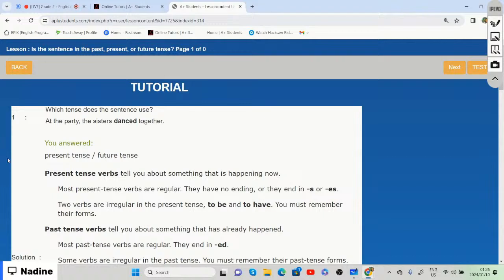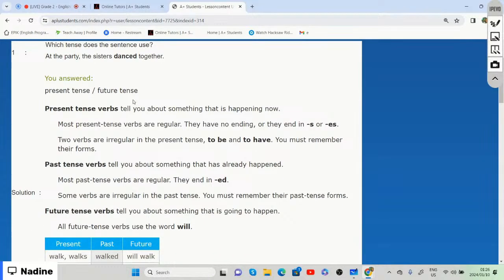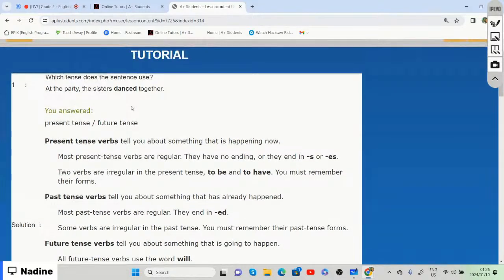Danced, it even ends with an ed. What verb in a specific tense ends with an ed? Is this in the present tense, where at the party the sisters danced together? Or is it in the past tense where the sisters danced together? Or is it in the future tense where the sisters danced together?